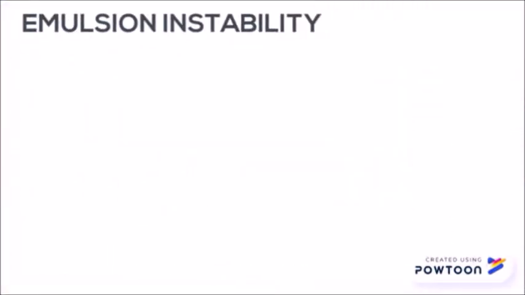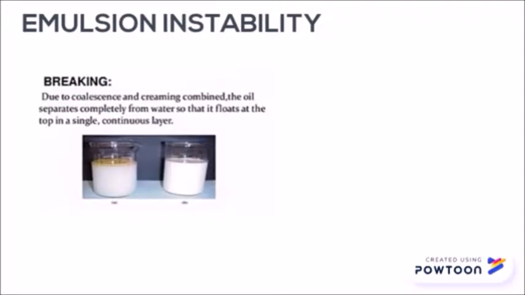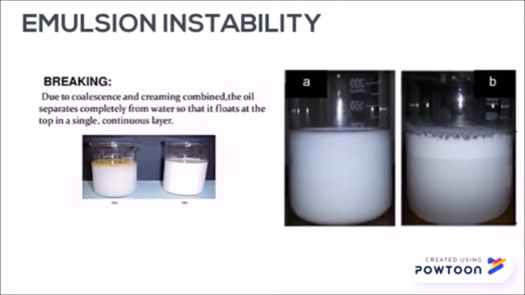There are a few challenges encountered in emulsion stability. For example, breaking. Due to coalescence and creaming combined, the oil separates completely from water so that it floats at the top in a single continuous layer, as you can see in the diagram.